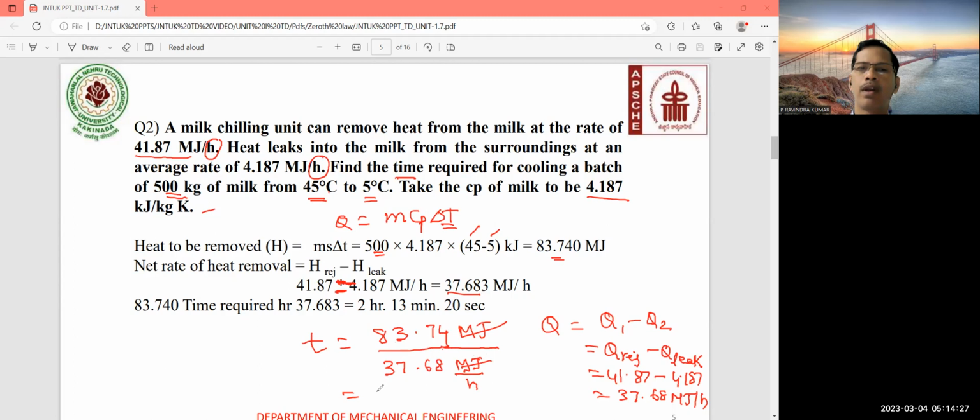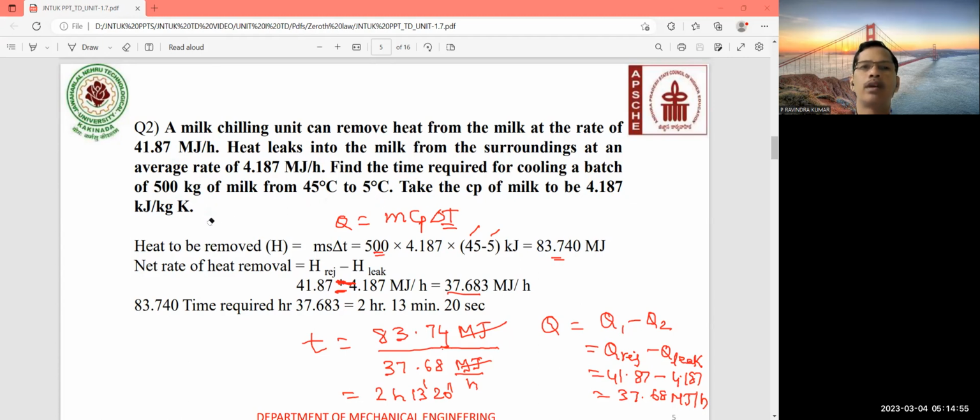So what is that hour? That is 2 hours, 13 minutes, 20 seconds, right? So this much time is required in order to complete this particular task. This is how you have to solve the numerical problem from the heat point of view.